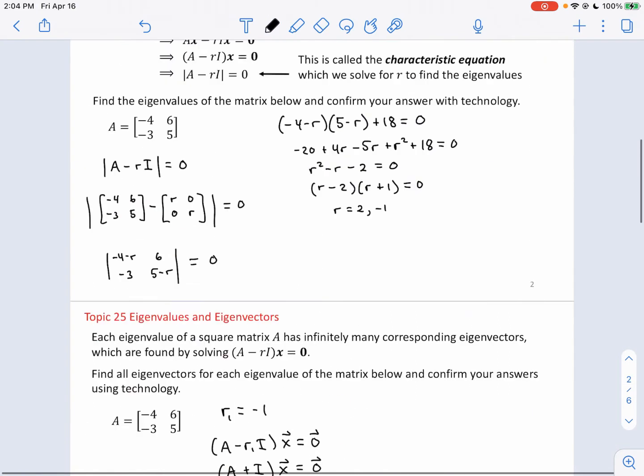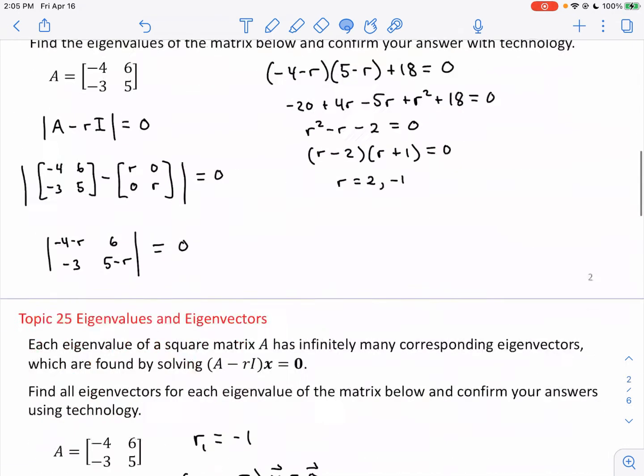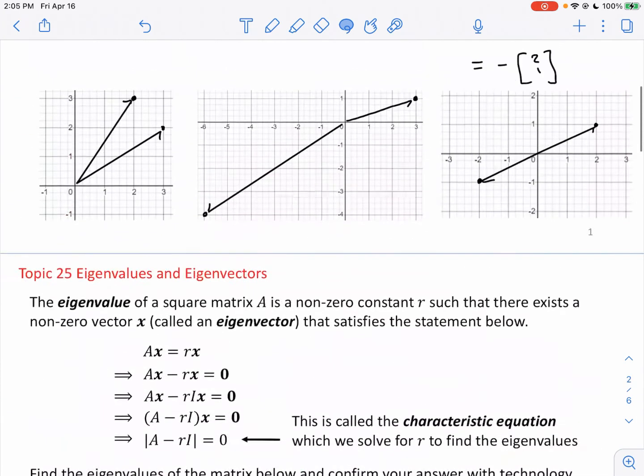Now, if we go back to our problem up here, notice that -1 is an eigenvalue. If I use a vector (2, 1), then that is one of the corresponding eigenvectors associated with this eigenvalue. And sure enough, when I do A times x, I get -1 times x. Now, I can start right here with any multiple of (2, 1), because according to this, any multiple of (2, 1) is going to be an eigenvector associated with eigenvalue -1.